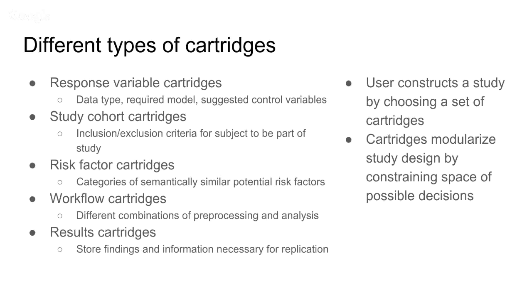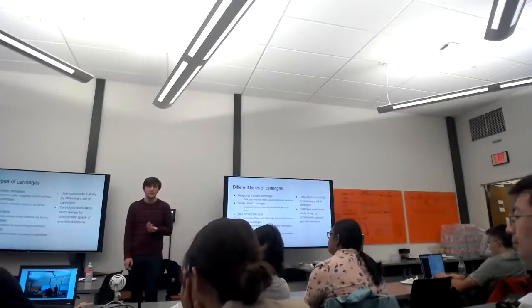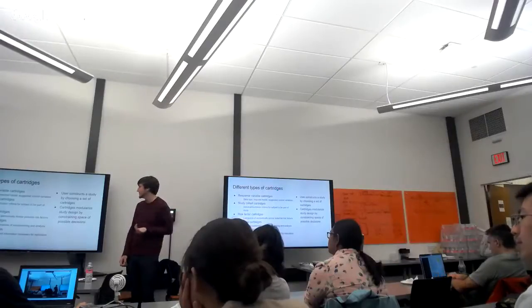And then you have a study cohort cartridge. This is the set of rules that tell you whether or not a person is included in your study. The example of women over 40 who don't have breast cancer is an informal example of a study cohort cartridge. And then you have a risk factor cartridge, which holds categories of semantically similar potential risk factors. This is partially an artifact of NHANES, partially a more general idea. In NHANES you have categories like insecticides, a meaningful semantic category. Two different pesticides will have some similarities, so we group them together and include them in the same risk factor cartridge.